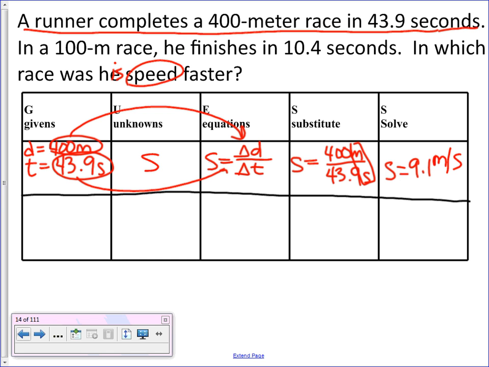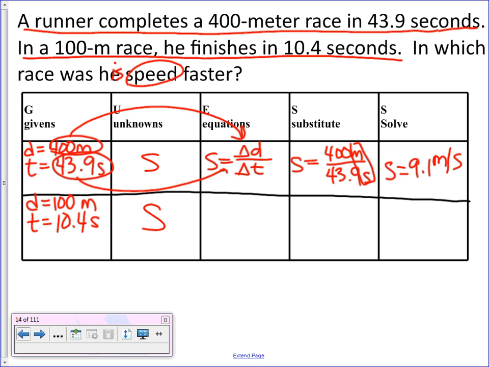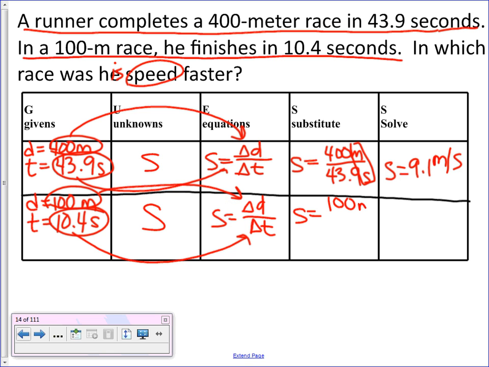Now let's do the second part of this problem. In a 100-meter race, he finishes in 10.4 seconds. What do we know? Distance is 100 meters, time is 10.4 seconds. We're solving for speed. Speed equals change in distance over change in time. Substitute it in, plug and chug. 100 meters goes in for change in distance, 10.4 seconds goes in for change in time. Solve. So speed equals 100 meters divided by 10.4 seconds.